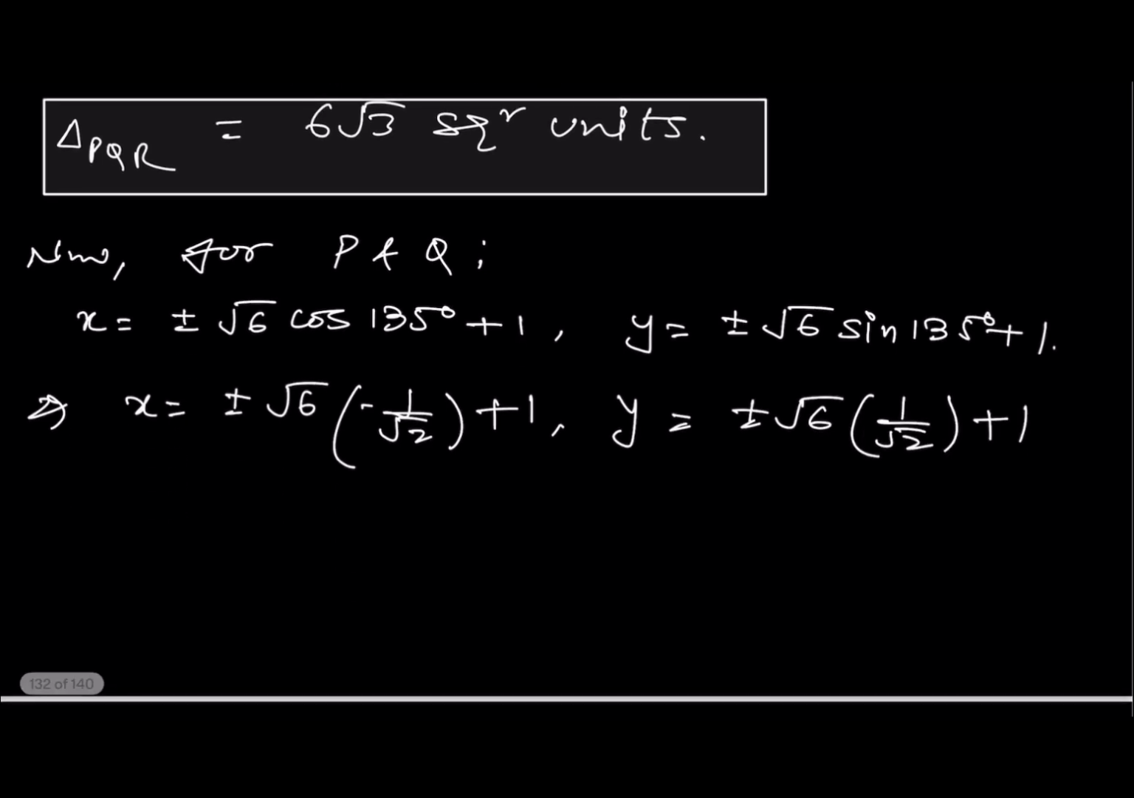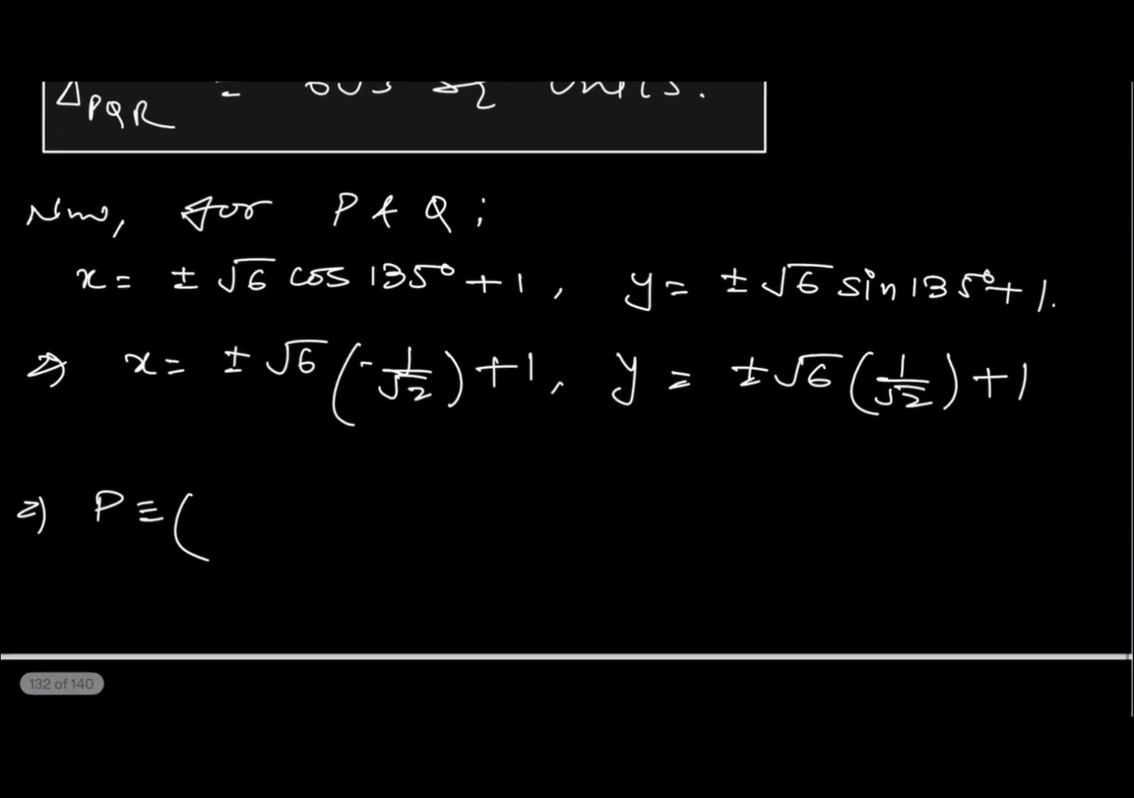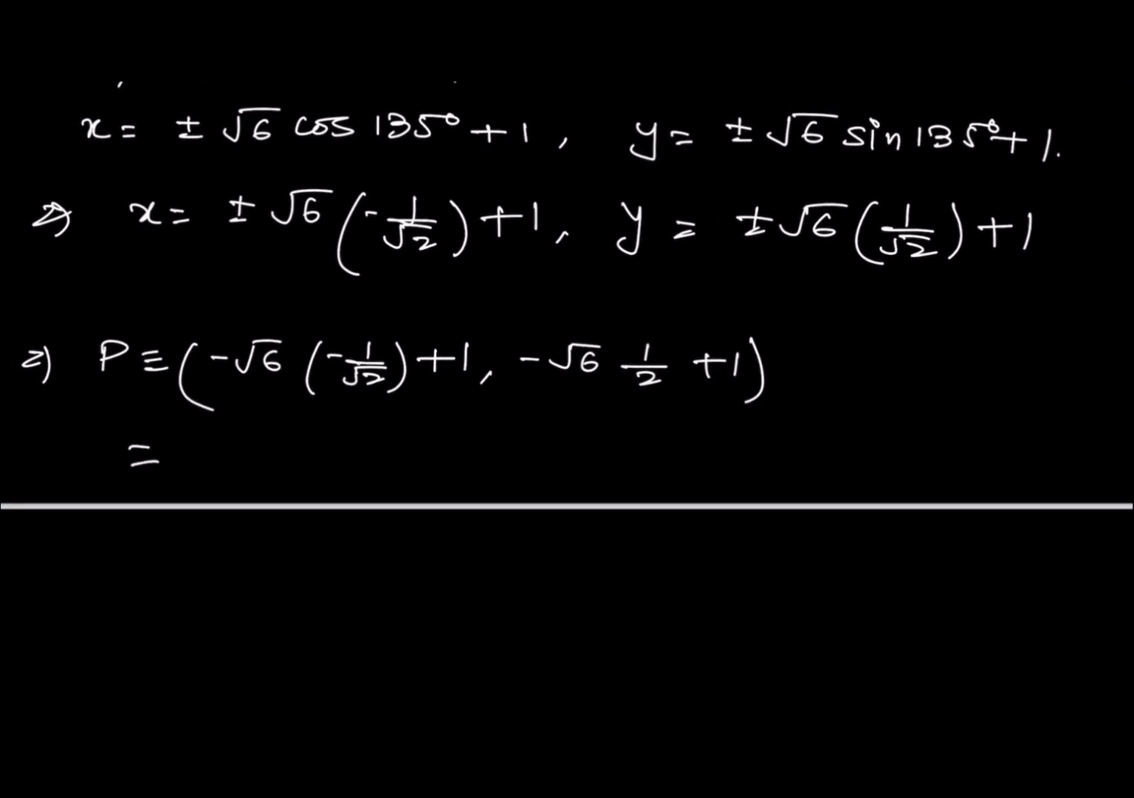Okay, so P, take minus, so minus root 6 minus 1 by root 2 plus 1 comma minus root 6 into 1 by root 2 plus 1, okay, which is root 3 plus 1 comma minus root 3 plus 1.